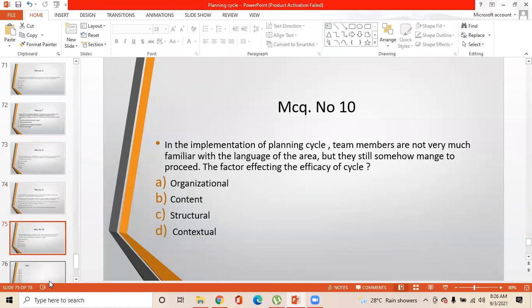MCQ 10: in the implementation of a planning cycle, team members are not very familiar with the language of the area, but they still somehow manage to proceed. The factors affecting the efficacy of the cycle during planning, in this case, may be A organizational factor, B content factor, C structural, and D contextual factor. D. Yes, D is the right answer, contextual factor, because they cannot understand the language in that area.